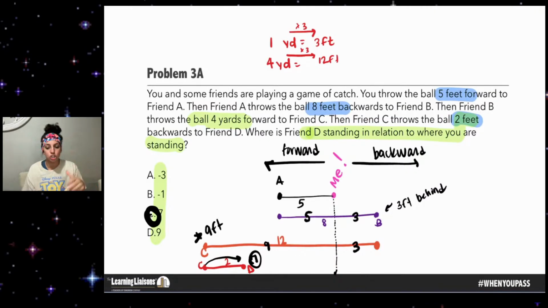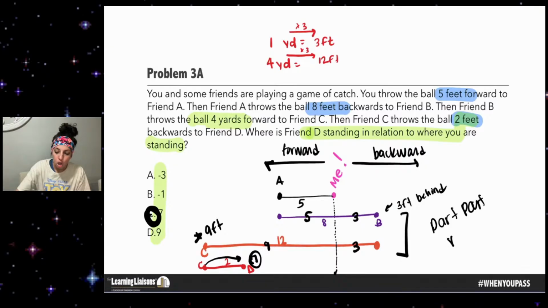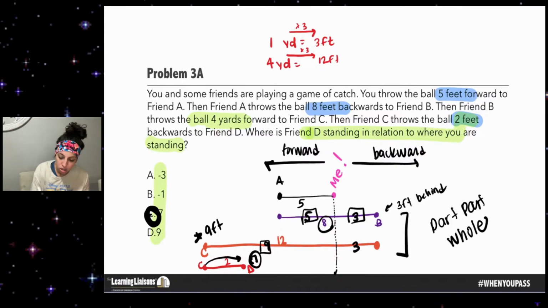It's just a visualization. So really what I did in all of these situations was I created part-whole relationships with each of these smaller number lines so that I could figure out where they were in relation to where I was standing. Part, whole. Part, whole. So by creating those part-whole relationships, I could figure out where everybody else was in relation to where I was standing so that we could figure out where D was in relation to where I was standing. Does all of that make sense?